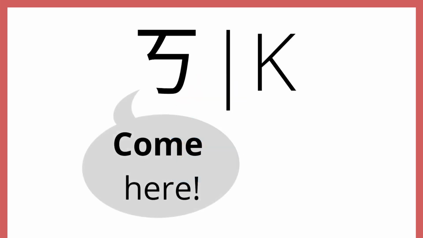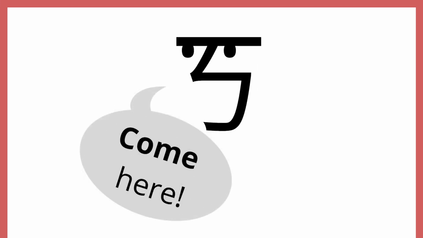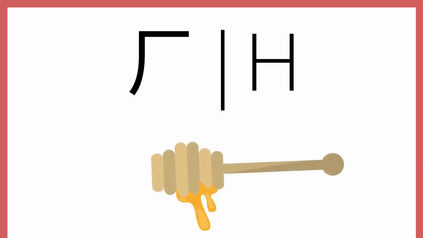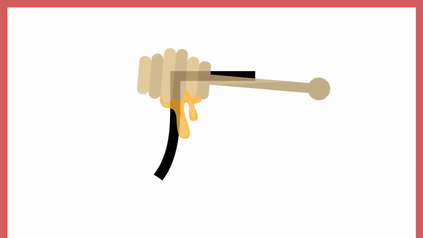For k, think of a cross person saying, come here, then get rid of the amir, and you get k. In Pinyin, k is represented by a k, and the Zhuyin looks like an angry face with an open yelling mouth. Now, h is like honey without the ani, h. In Pinyin, it's an h, and in Zhuyin, imagine a wand dripping honey, like this.